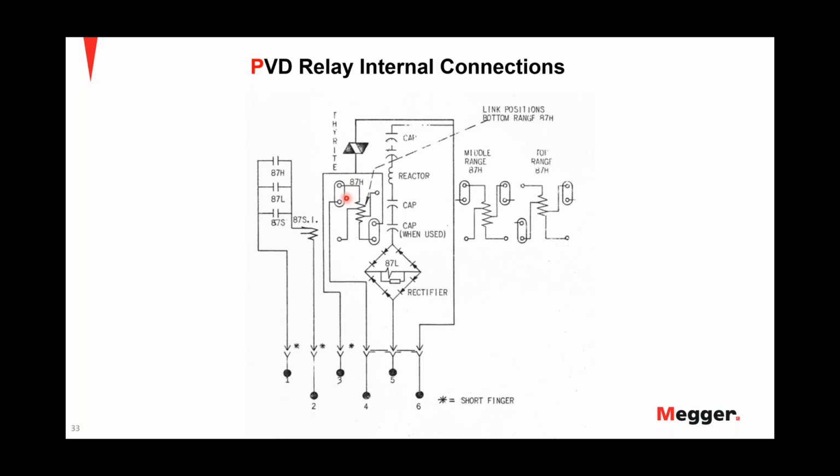Both these units are connected in parallel to all the CT secondaries in the protection scheme. Like you see here, we have the contacts to monitor the 87H and 87L. And also here are the link positions for the 87H. Based on how you have the links set up, there are different ranges on the relay for the settings that you can choose from. And the way these links are set will define your settings of the relay.